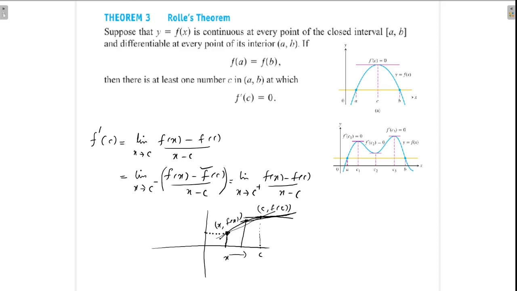The similar argument can be done by taking x from the right hand side of c. So that will give the right tangent. If both tangents coincide, we can say that this f dash c is nothing but the slope of the tangent at x equal to c. So this is the geometric meaning of f dash c. So f dash c will give the slope of the tangent at x equal to c.